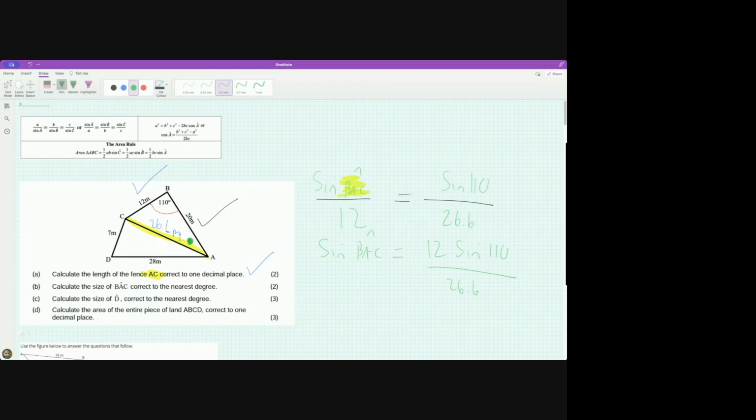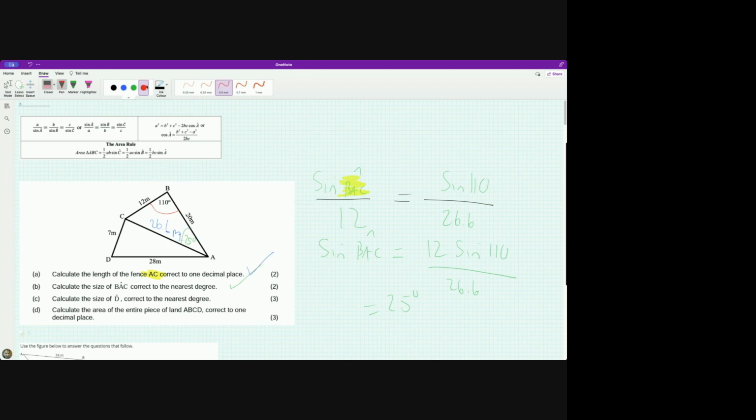Thank you, Simtanda. Anybody else have an angle? I'm going to try in a moment. I'm going to go shift sine, then fraction 12 sine 110 over 26.6, close bracket, and I get 25 degrees as well. So this angle over here is going to be 25 degrees. Okay, so we've done that one and we've done that one.